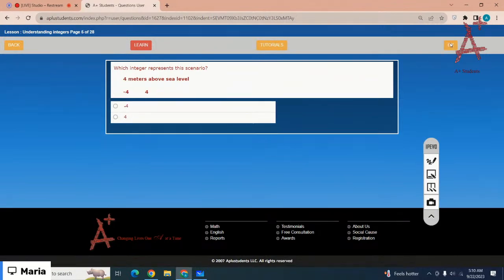Okay, which integer represents the scenario 4 meter above sea level? So which is the correct option? That would be above sea level. So that would be a positive number, right?